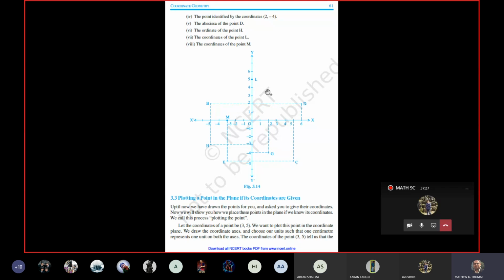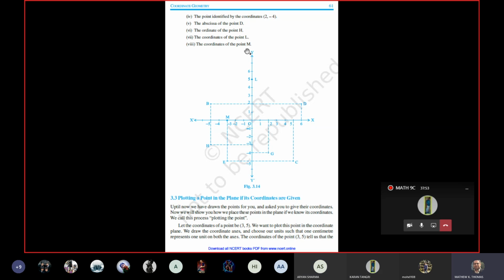Coordinates of L. Now where is L here? L is here. What are the coordinates? 0 comma 5. Very good. Because here there is no value of x, it is on the y-axis. The value of y is 5 but there is no value of x. So for point L, write down 0 comma 5.